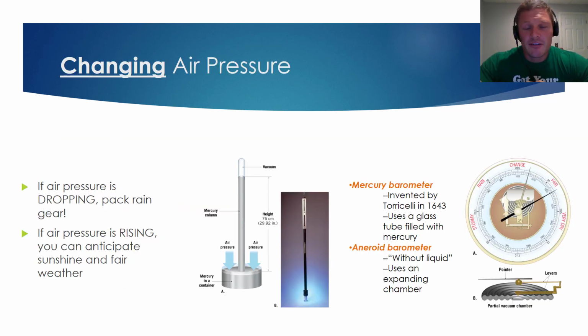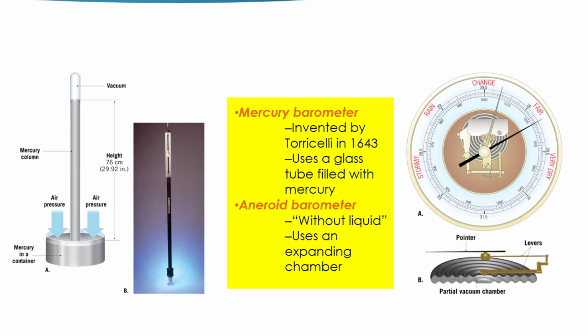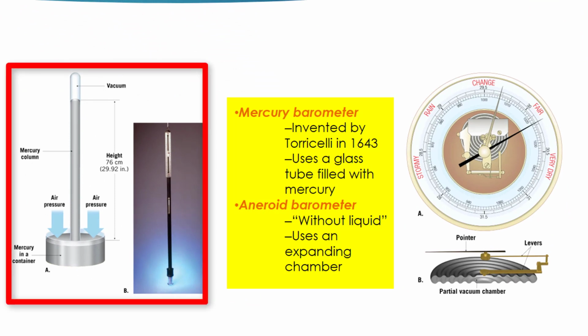Now, it's very important that I state this in the first vodcast for Chapter 13. We just talked about standard air pressure, but air pressure is changing all the time. In terms of measuring air pressure, we have 2 ways to do it. The first is known as the Mercury Barometer. It was actually invented by Torricelli back in 1643, so a very long time ago.